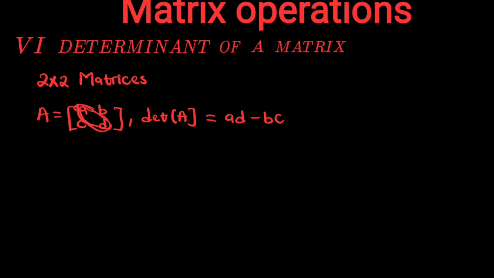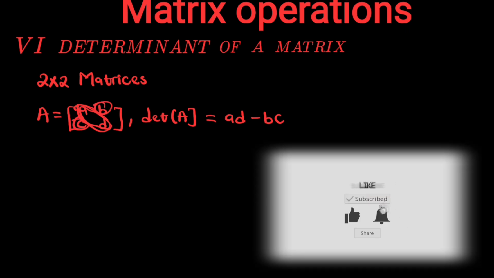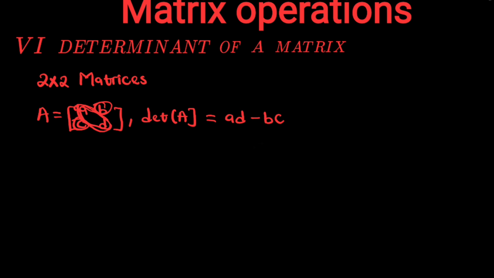So we multiply the elements at the diagonal and subtract them from the elements which are not at the diagonal. So B and C are not at the diagonal, but A and D are at the diagonal. So we multiply the elements at the diagonal and subtract them from those which are not at the diagonal for a 2 by 2 matrix.